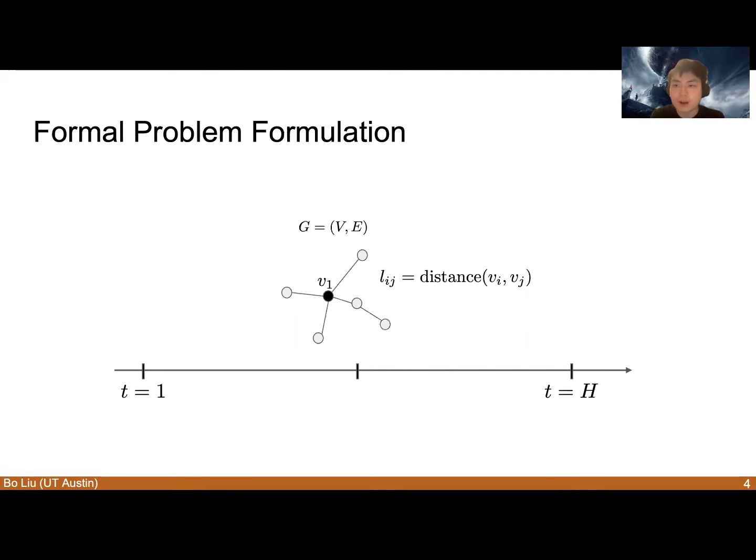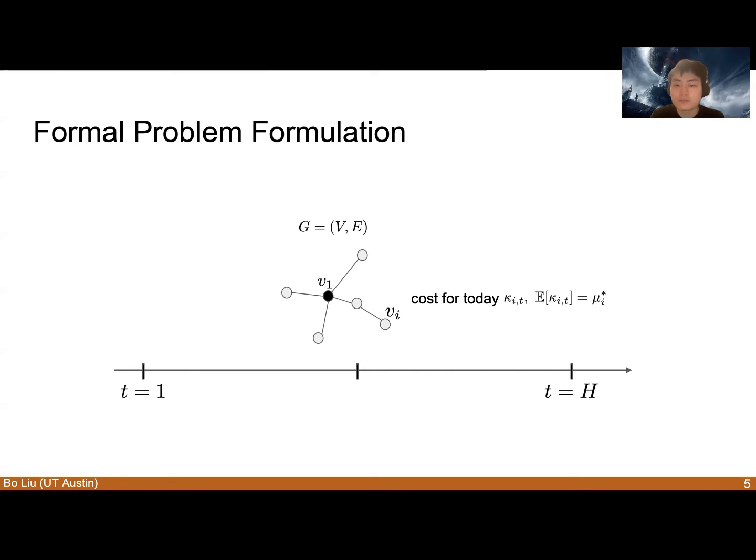Now we present the problem in more detail using some visualization. The overall planning horizon is H. For example, we plan for H days. Then at a particular day, T, the world information is summarized in the graph G with vertices V and edges E. We have a special node V1, which is our base station. All vehicles go out and come back to V1 in a day. And Lij denotes the distance between Vi and Vj.